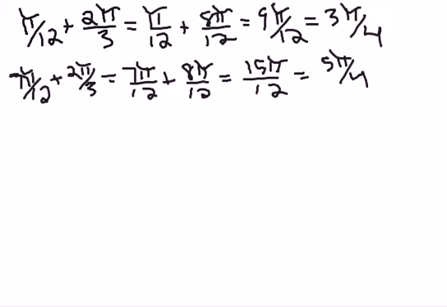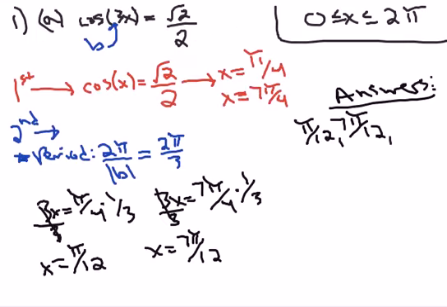So now I have these two answers that I can add to my answer list. I'm going to add 3 pi over 4 and 5 pi over 4 to my answers. Now if we reevaluate where we're at, 5 pi over 4 is more than pi, so I still have room to find more answers, because I can go all the way up to 2 pi.